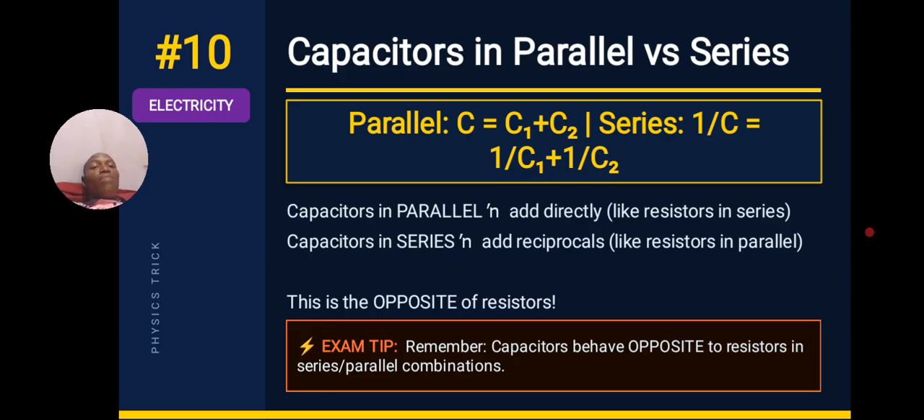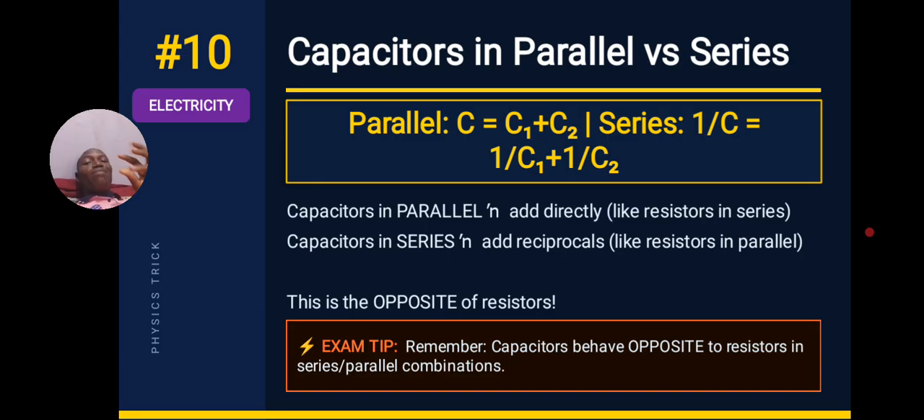So capacitors in parallel add directly, like resistors in series. Now, the two are opposite. The way you treat capacitors in parallel, that's how you would treat resistors in series. They are opposite. Resistors in series add directly. Capacitors in parallel add directly. But capacitors in series add the reciprocal. Resistors in parallel add the reciprocal. I hope this is clear, because capacitors in parallel are not treated the same as resistors in parallel. They are treated opposite. That's exactly what I'm trying to explain.